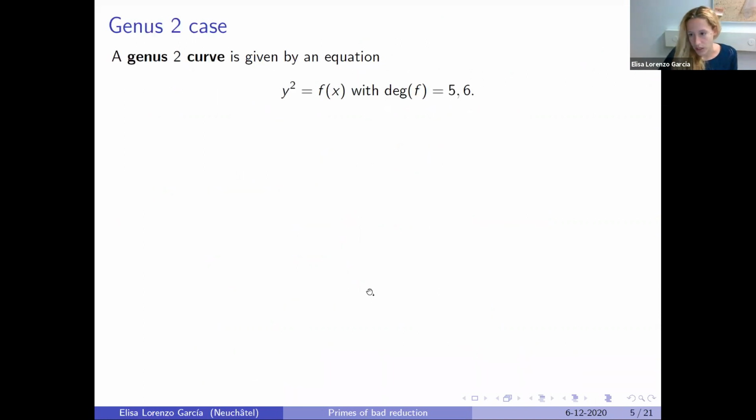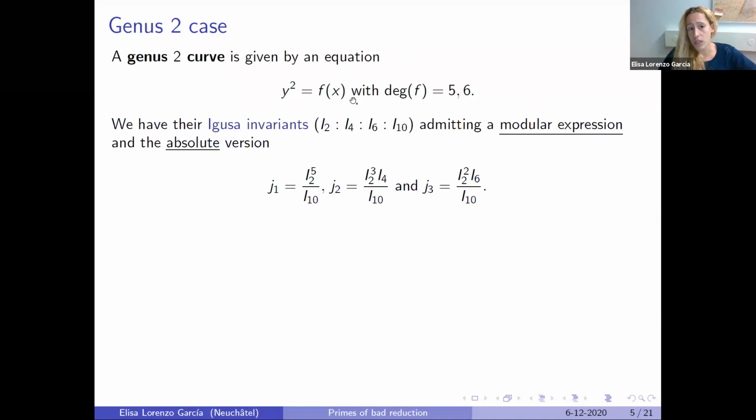Let's see what is done for the genus 2 case, because for the genus 2 case, it's solved. We know how to do it. A genus 2 curve is given by an equation like this. It looks a little bit like an elliptic curve, but this time the polynomial has degree 5 or 6. We do have invariants for these genus 2 curves. They are called Igusa invariants. I wrote them like this because they are actually projective invariants. It's the thing that I said: if you multiply the whole equation by 7, then you get some 7s that come up. So you have these four invariants, and they admit a modular expression. It was Igusa again who gave these modular expressions for those invariants.